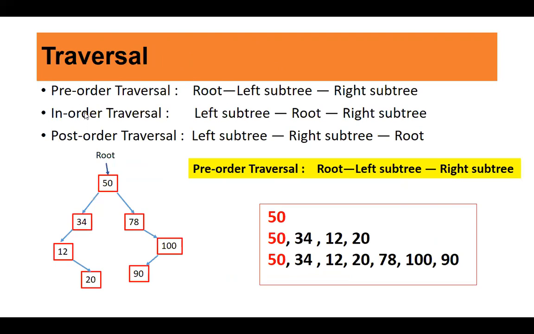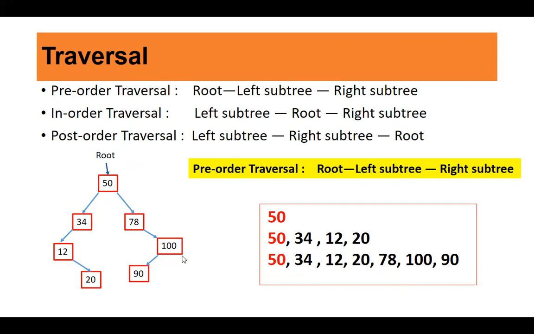Okay, so let us now look at the traversal of the tree. You have three types, as we already spoke in the previous slide: pre-order traversal, in-order traversal, and post-order traversal. Now this is the tree, and we are going to carry out pre-order traversal of the tree. Pre-order traversal says first you visit the root, then you visit the left subtree, and then you visit the right subtree. So first you visit the root, that is 50. Fine. And then you visit the left subtree, that is 34, then 12, then 20. So the left subtree is visited. Now visit the right subtree, that is 78, 100, and 90. Fine. So the tree is visited here.